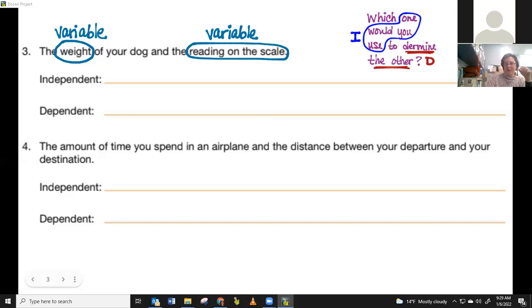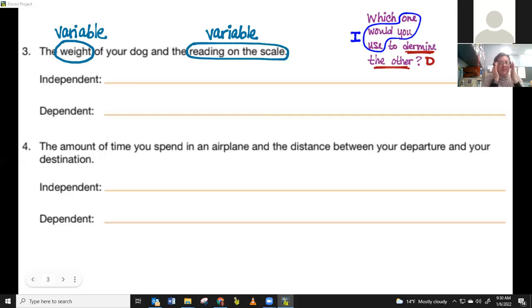All right. I'm going to go ahead and end this poll and share the results with you guys. We are half and half. We are split on our decision. And I think part of it is the way we're thinking about it. Does the scale make the dog get bigger or smaller? No.